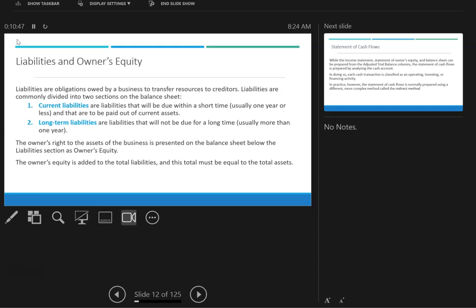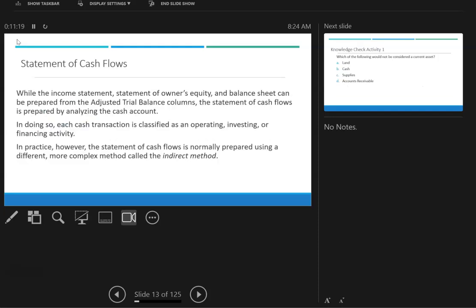So current liabilities are those that will be due or paid off within 1 year or less, whereas long-term liabilities are usually that amount that's due in greater than a year. The owner's right to the assets of a business is shown in the owner's equity section. The owner's equity gets added to liabilities because assets equal liabilities plus owner's equity.